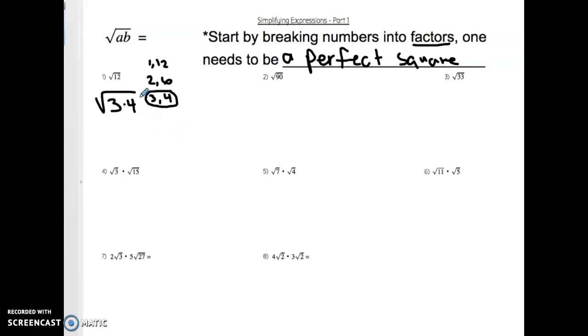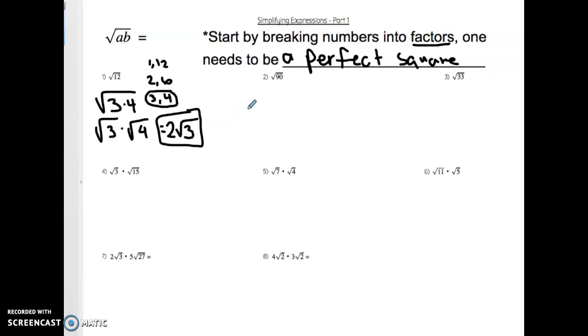And I'm going to do this because this means the same thing as the square root of 3 times the square root of 4. And what I can do is take the square root of 4. The square root of 4 is 2. So this is 2 times the square root of 3. I've simplified this square root of 12 into 2 times the square root of 3. You'll know something is simplified all the way when there are no more perfect squares inside of the square root.